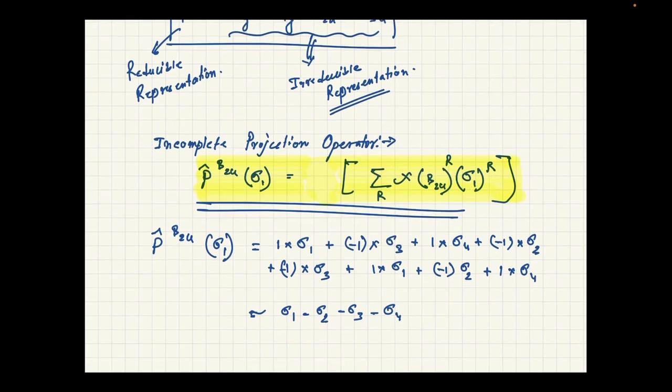So in reality, the projection operator under the irreducible representation B2U operates on a basis function, sigma 1, and you are just multiplying the character of that B2U representation under a particular symmetry operation times sigma 1 under that particular symmetry operation. Okay, then you are getting the combination sigma 1 minus sigma 2 minus sigma 3 minus sigma 4.